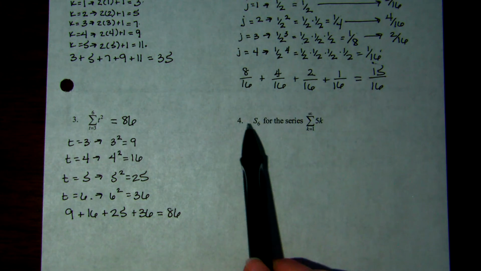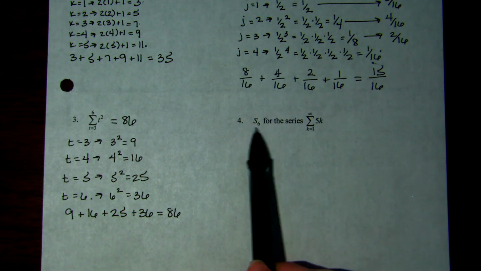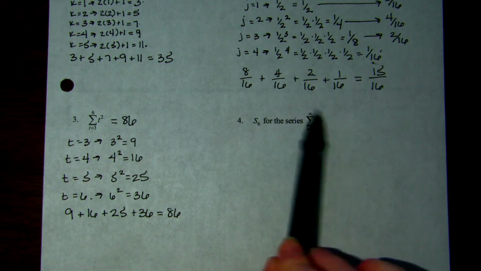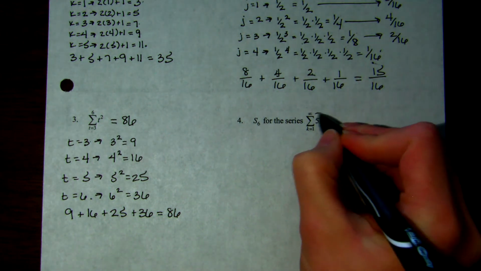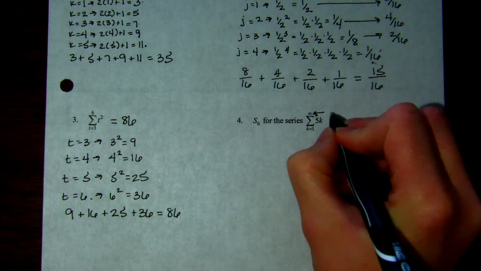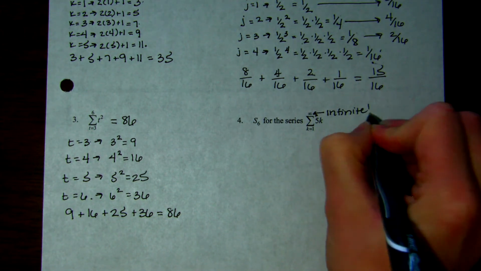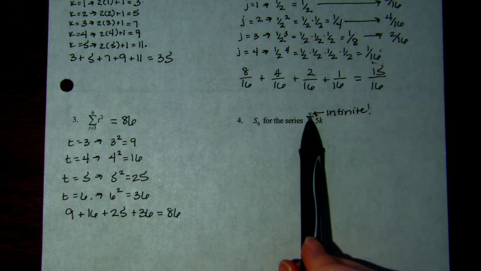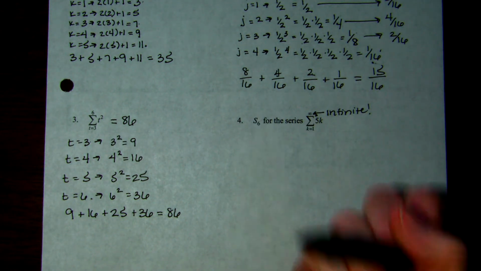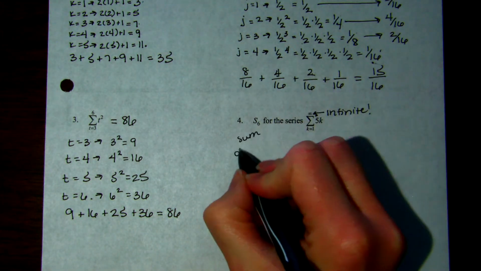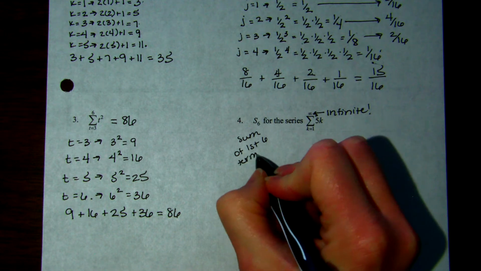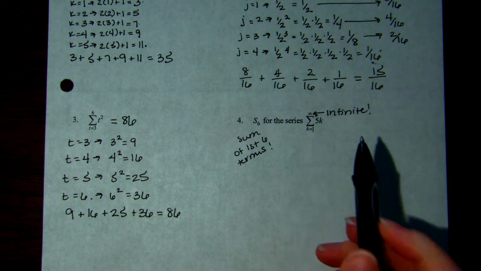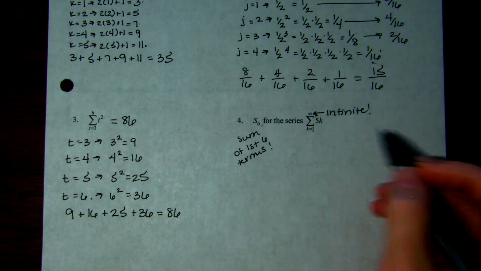All right, guys, so for this one, I need to find the sum to the 6th term of this series. Now, what do we notice about this series? Right there, it has an infinity. That means it's infinite. And that's okay, because we are not asked to find the sum to infinity. We're just asked to find the sum to 6. That S sub 6 means find the sum of the first 6 terms. And so we are going to start at the first term, and we're going to go to the 6th term.